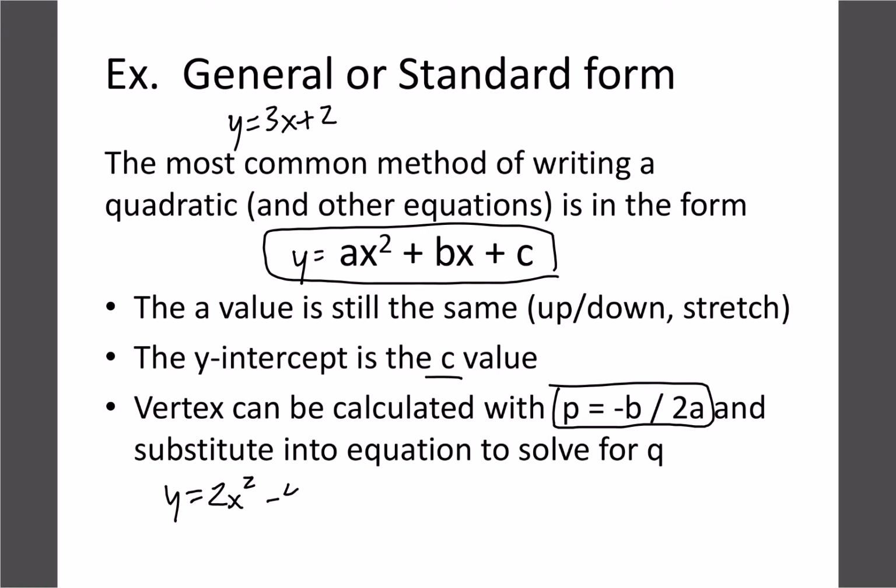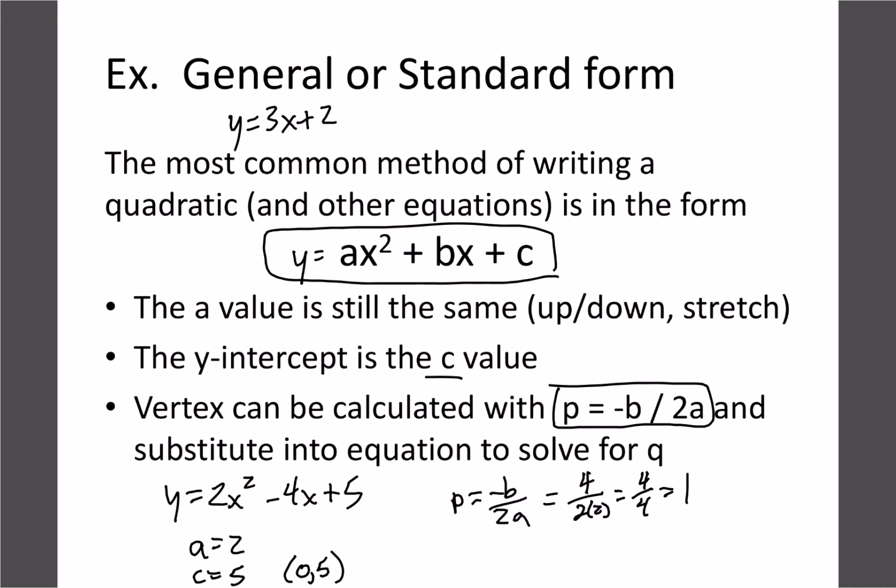So 2x squared minus 4x plus 5. Looking at this equation, we see that a equals 2, that's our front number, and c equals 5, so that means we have a y-intercept at (0, 5). So we have a coordinate. And now using this new formula, we know that p equals negative b over 2a. So that would be 4 over 2 times 2, which is 4 over 4. So we end up getting a p of 1. So that gives us most of our information.